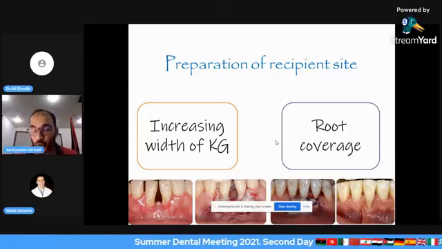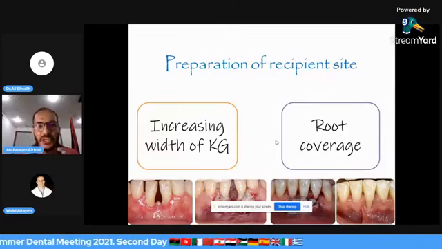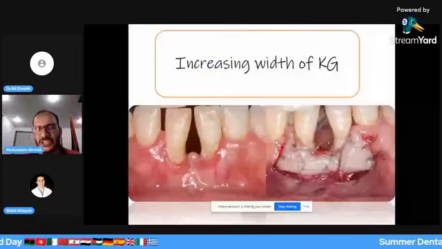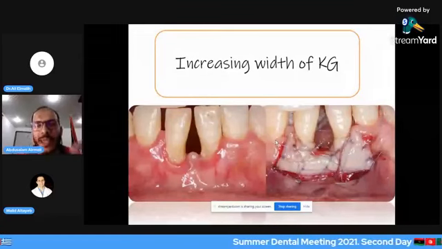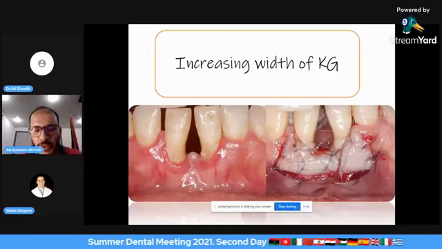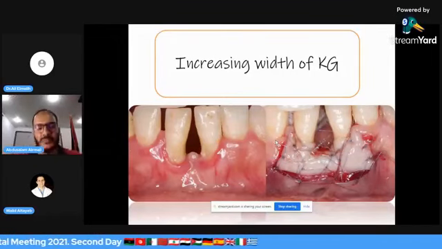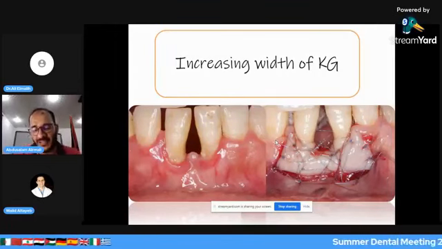The technique is completely different. So you have to determine from the first: your target is increasing the width. If your target is increasing the width, you will keep your incision completely away from the interdental papilla and keep your incision at the mucogingival junction and place your graft below the mucogingival junction, because your aim is to increase the width of keratinized gingiva.